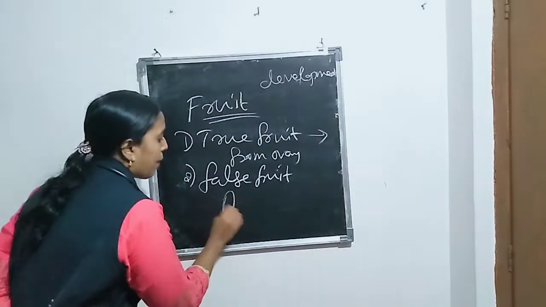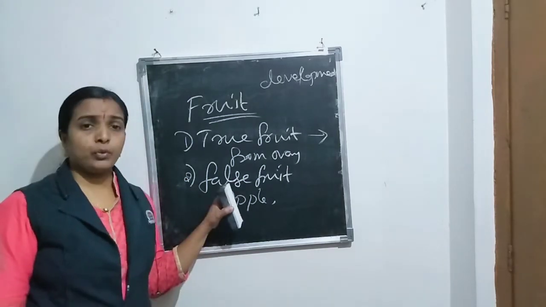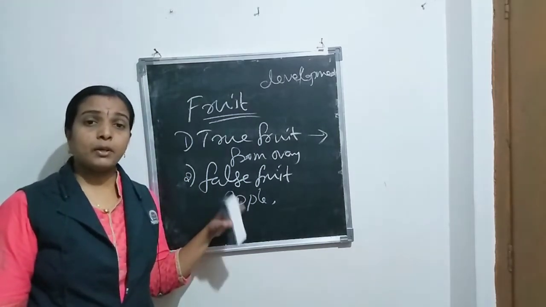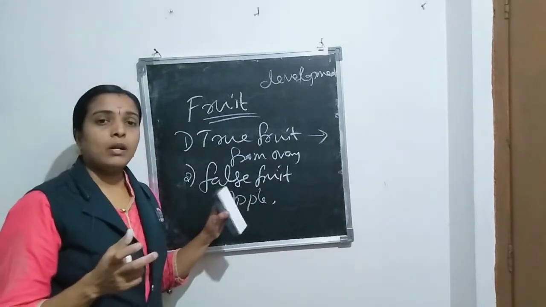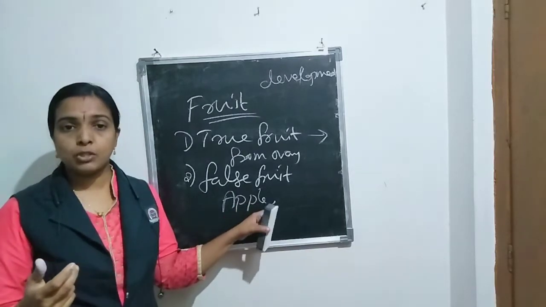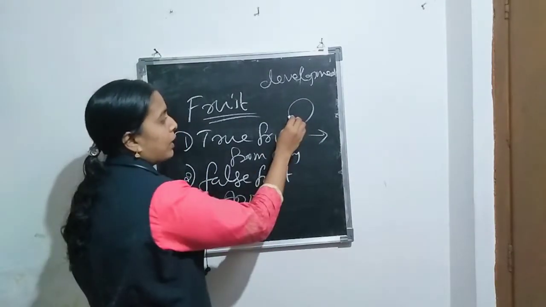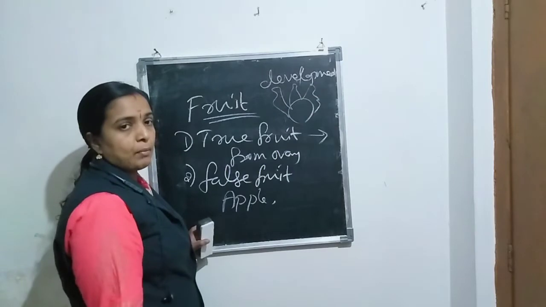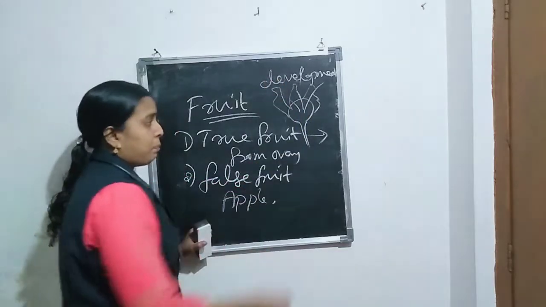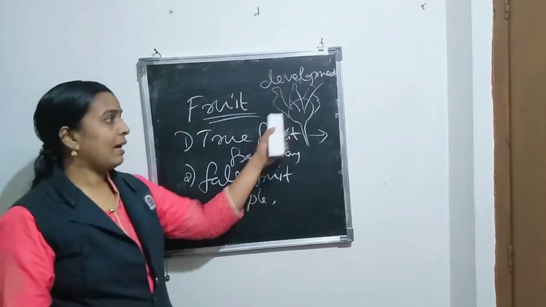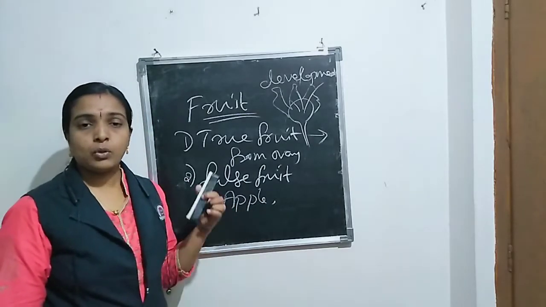Here the examples are apple and strawberry, which are false fruits. Which part of the flower becomes apple and strawberry? In the case of apple and strawberry, it is the thalamus or receptacle. Do you know what thalamus is? Thalamus is the part or region from where all floral parts arise. That part is known as thalamus or receptacle. The thalamus becomes fruit in apple and strawberry, so they are called false fruit.